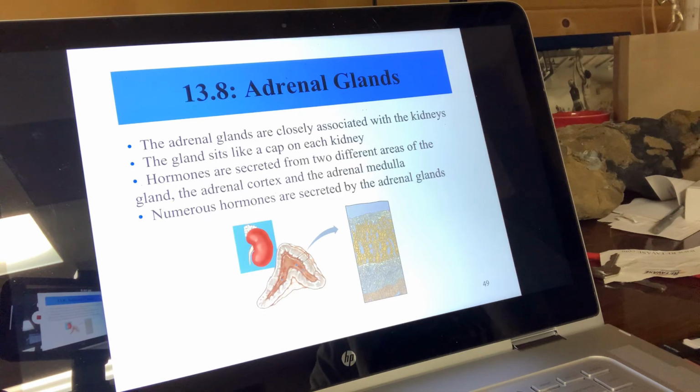Move on to the adrenal glands. The adrenal glands are two glands that sit like a cap on the superior aspects of each kidney. They're triangular in nature, and they consist of two parts. The outer part is called the adrenal cortex, and the inner part is called the adrenal medulla. The adrenal medulla secretes hormones associated with the sympathetic nervous system. The adrenal cortex secretes steroid hormones.